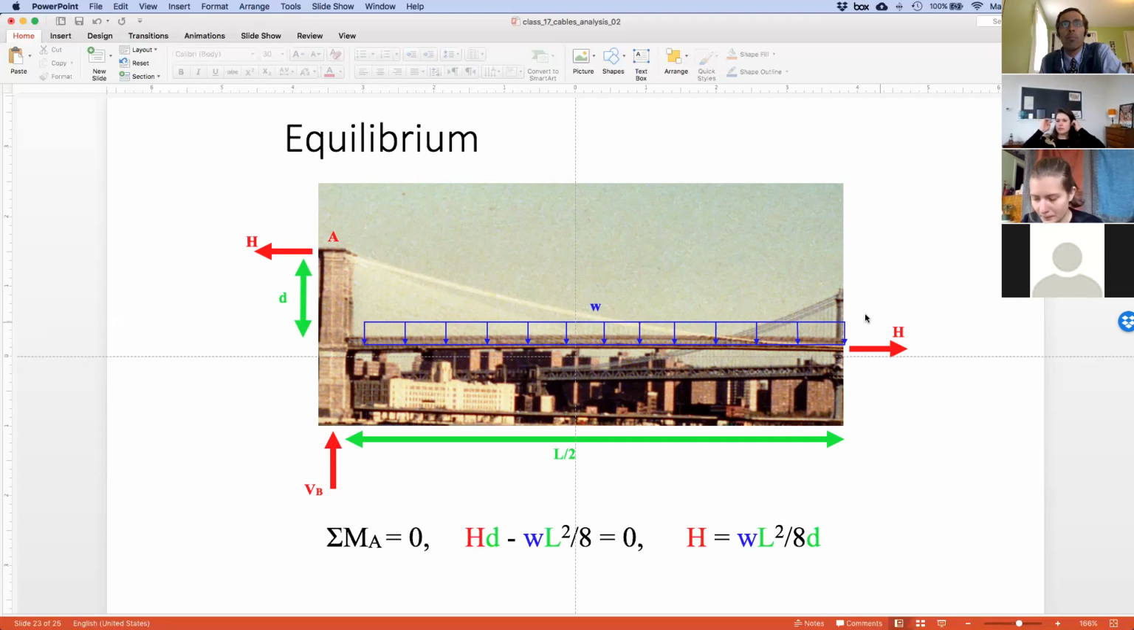If I write those down, and the colors kind of match up here, H times D, that's the moment contribution of that cable force, and WL squared over 8 is the moment contribution of the load here. W times L over 2 is the load, and then the moment arm is L/4. We have to remember here that we're dealing with only half of the main span. All right, and if you solve this, you get that H, the force in the cable, is WL squared over 8D.